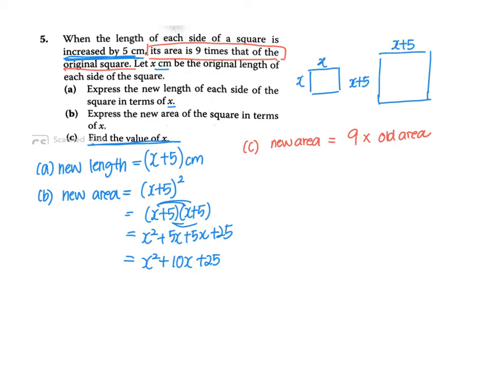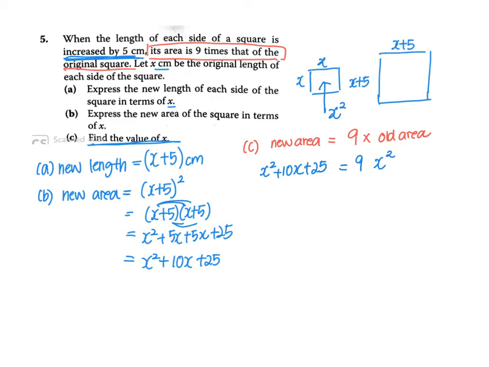So the new area, we have found the expression to be x squared plus 10x plus 25. It's 9 times the old area. What's the area of the original square? X times x will give you x squared. So this is 9x squared.